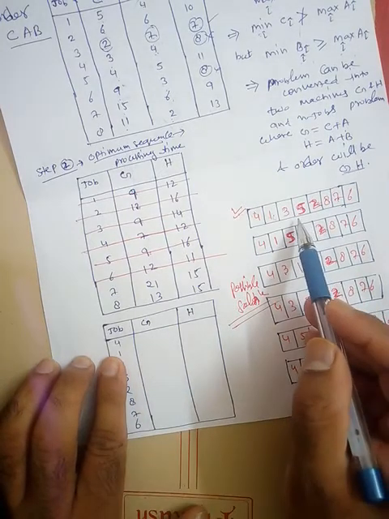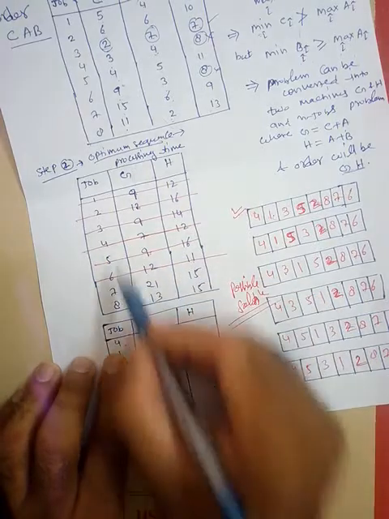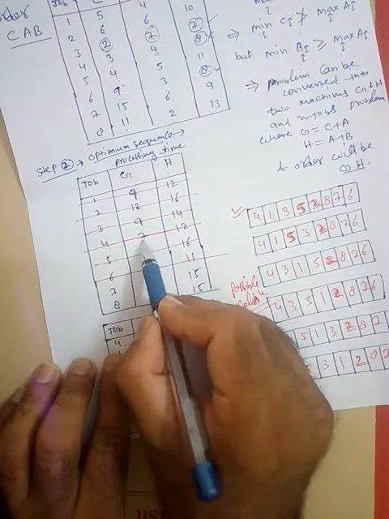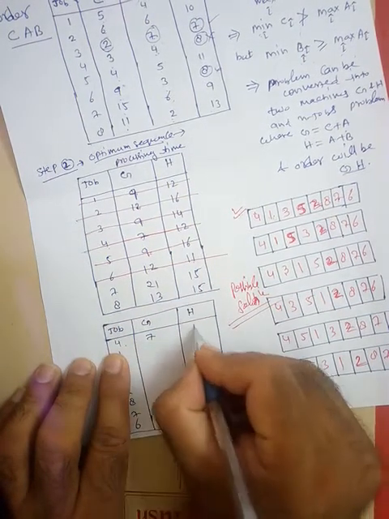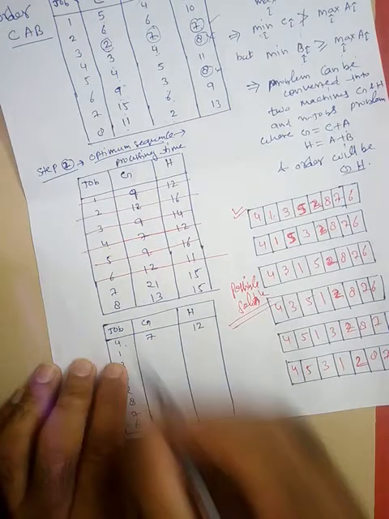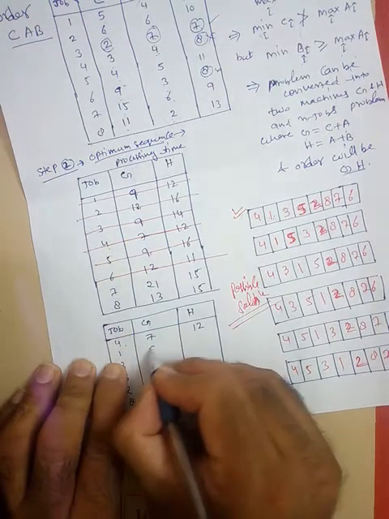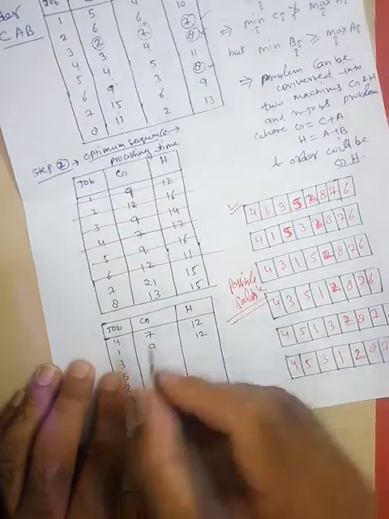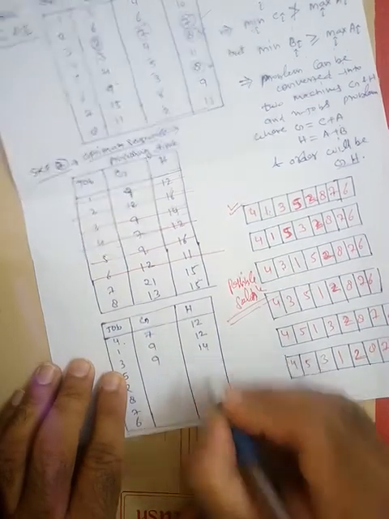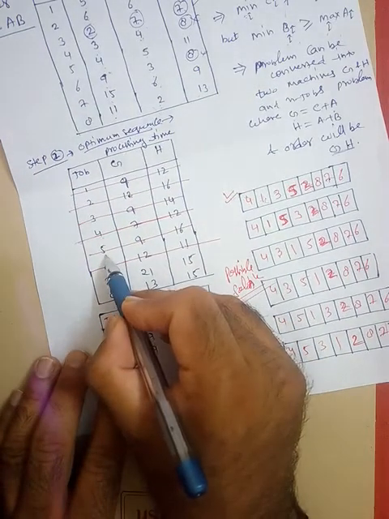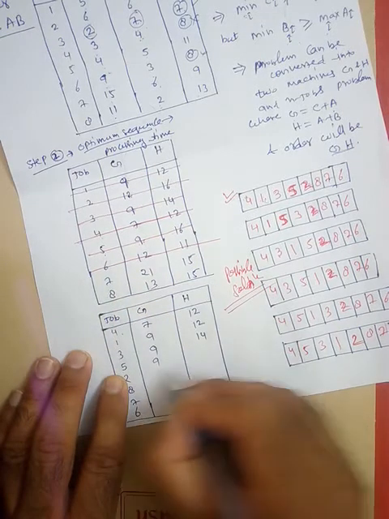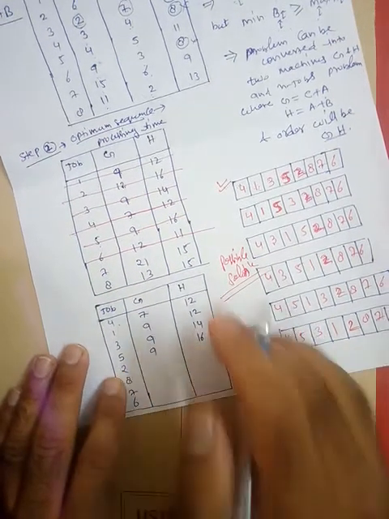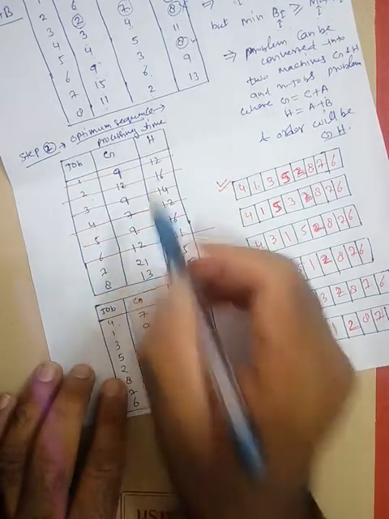So jobs are here. For the fourth job we have 7 and 12. For the first job we have 9 and 12. For the third job we have 9 and 14. In the fifth job we have 9 and 16. In the second job we have 12 and 16.